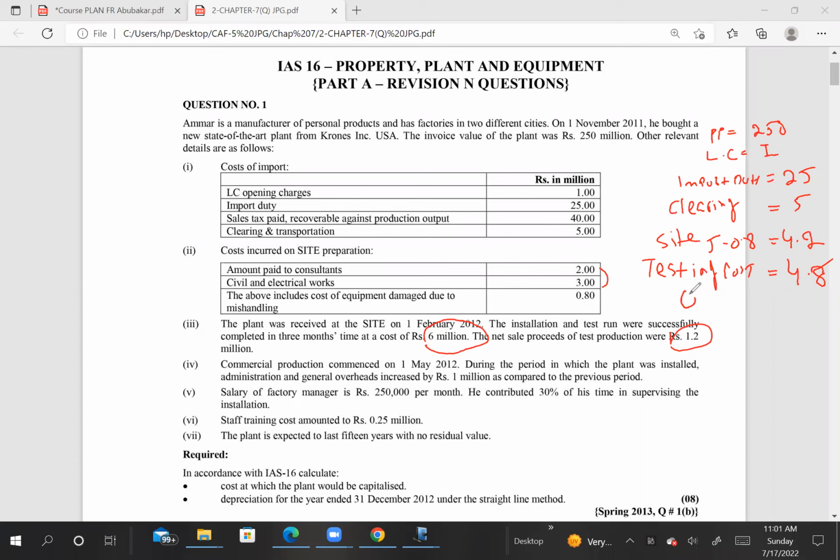General and administrative overheads increased due to the site are 1 million, they will be capitalized. This 1 million will be capitalized.